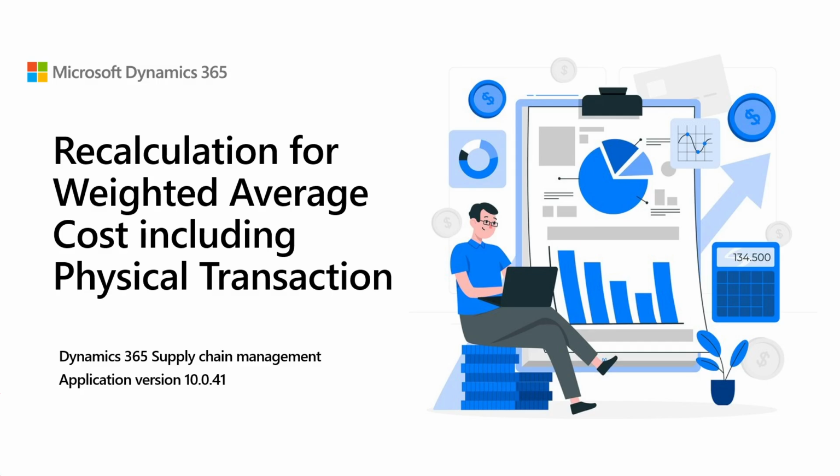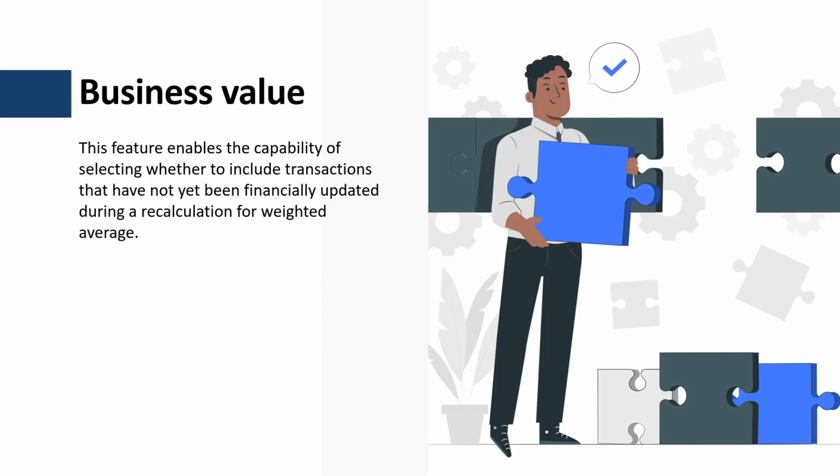Welcome. In this tutorial, we will review how to include the physically updated transactions in the weighted average recalculation. By using this option, we could include the physically updated transactions, or in simple words, the transactions that have been only received or not invoiced yet in the recalculation process of the weighted average items.